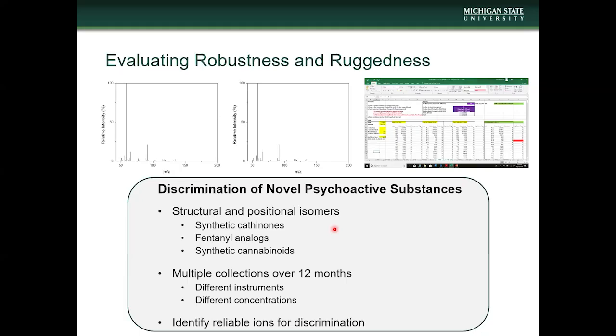So one of the instruments was the one in our lab. We had 10 collections over the 12-month period. This is a well-maintained Agilent instrument. And for this work, we had a dedicated column. It was a DB5 column, but we would put that in the instrument, we'd collect the spectra, and then we would take that column out so that the instrument could be used for other applications.